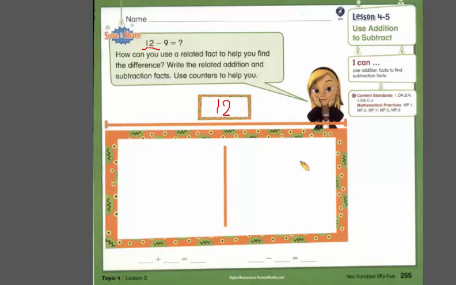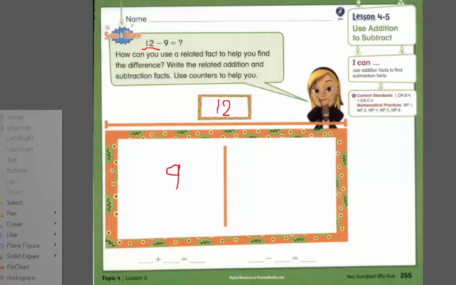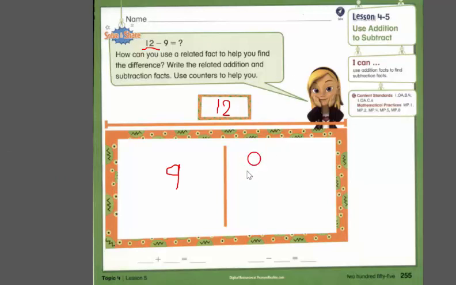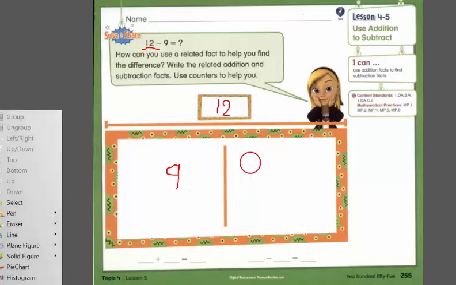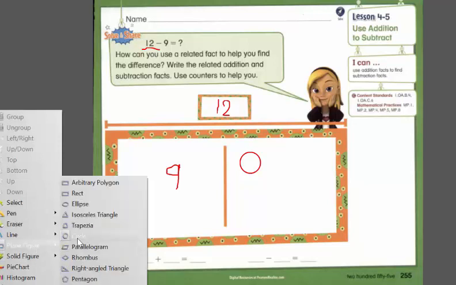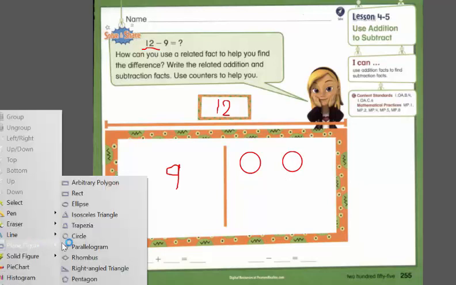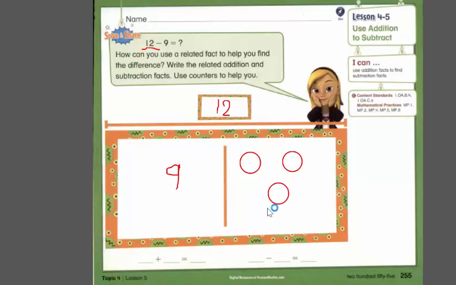What is the part you know? The part I know is 9. What is the missing part? The missing part, I will draw the counters. We will count on after 9. After 9, 10, 11, 12. So what is the missing number? The missing number is 3.